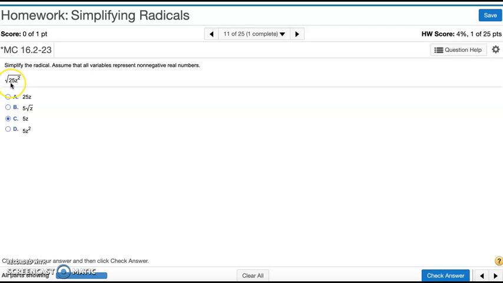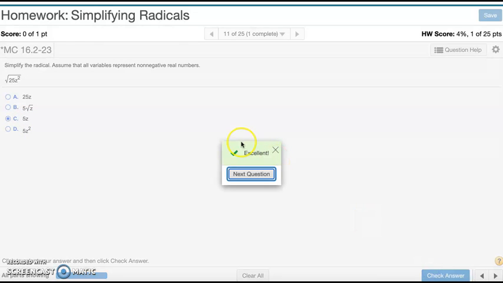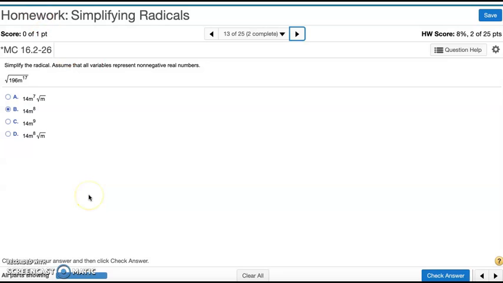Number 11, simplify the radical. So we look at the number 25. The square root of 25 is 5. Looking at z squared, to take the square root of that, you divide the exponent by 2. So 2 divided by 2 is 1. So you'll have just z. So the answer is going to be 5z, which is C. And that's number 11.